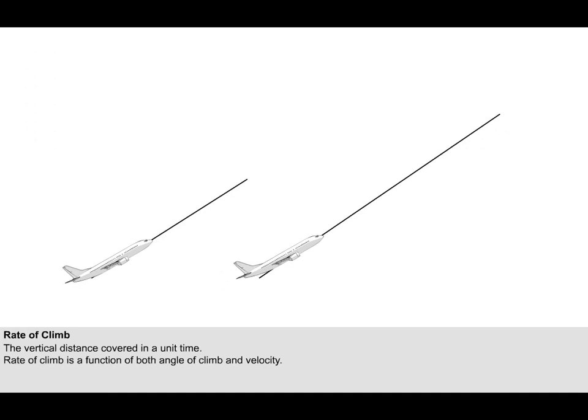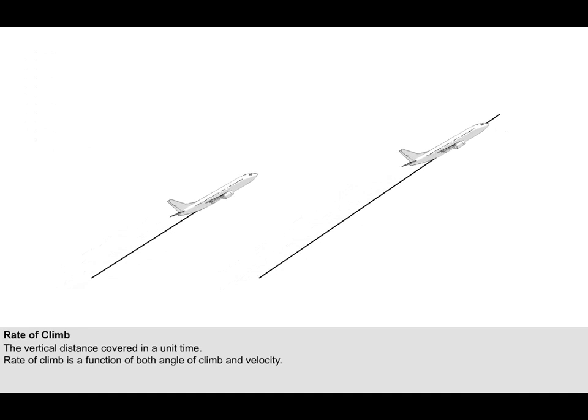Another way to consider rate of climb is to see it as the velocity of the aeroplane along a gradient. Let us assume that two identical aircraft have the same angle of climb, but the one on the right has a faster speed along the gradient.